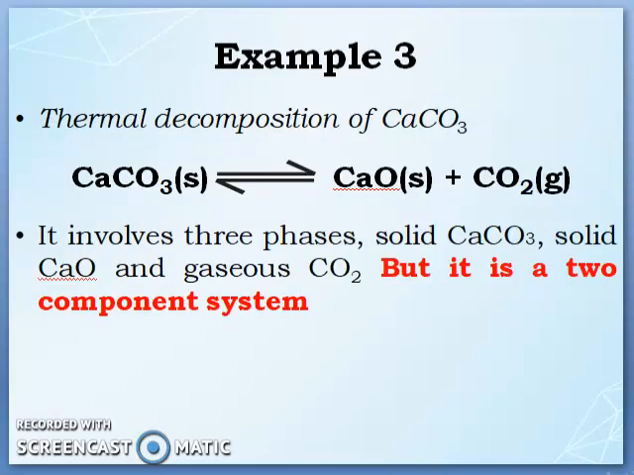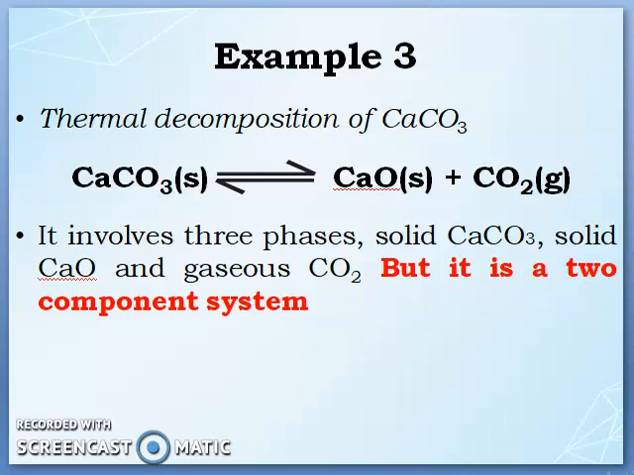If you take this example, the thermal decomposition of calcium carbonate, calcium carbonate undergoes decomposition to give calcium oxide and carbon dioxide. It involves 3 phases: solid calcium carbonate, solid calcium oxide and gaseous carbon dioxide. Now the question arises, sir, here we are having 3 different phases, and in 3 different phases, 3 different chemical constituents are present.